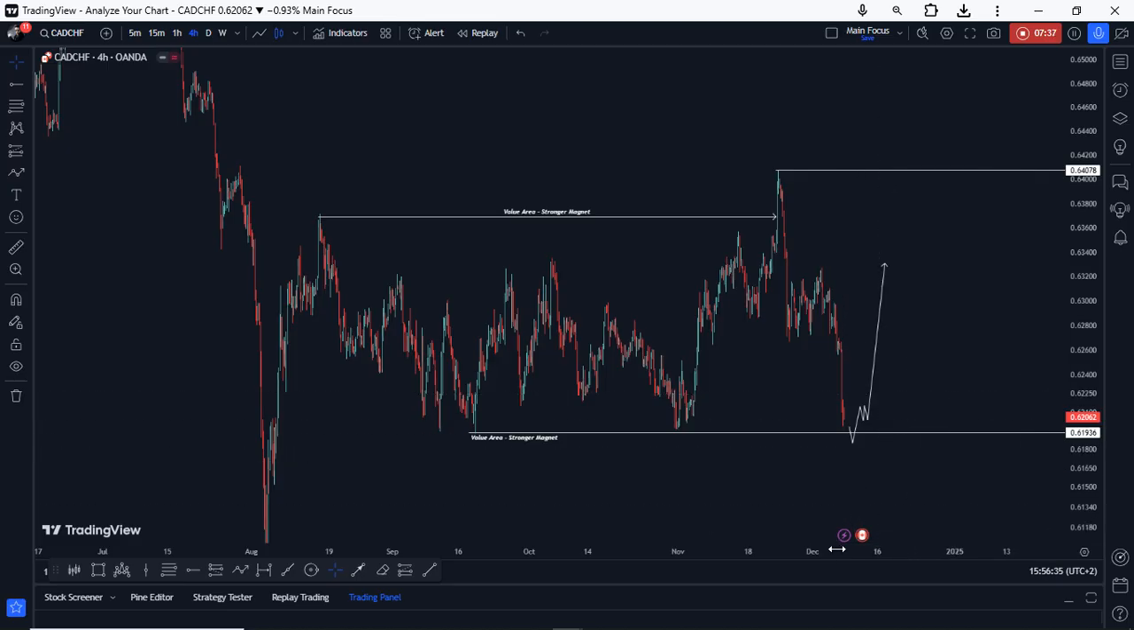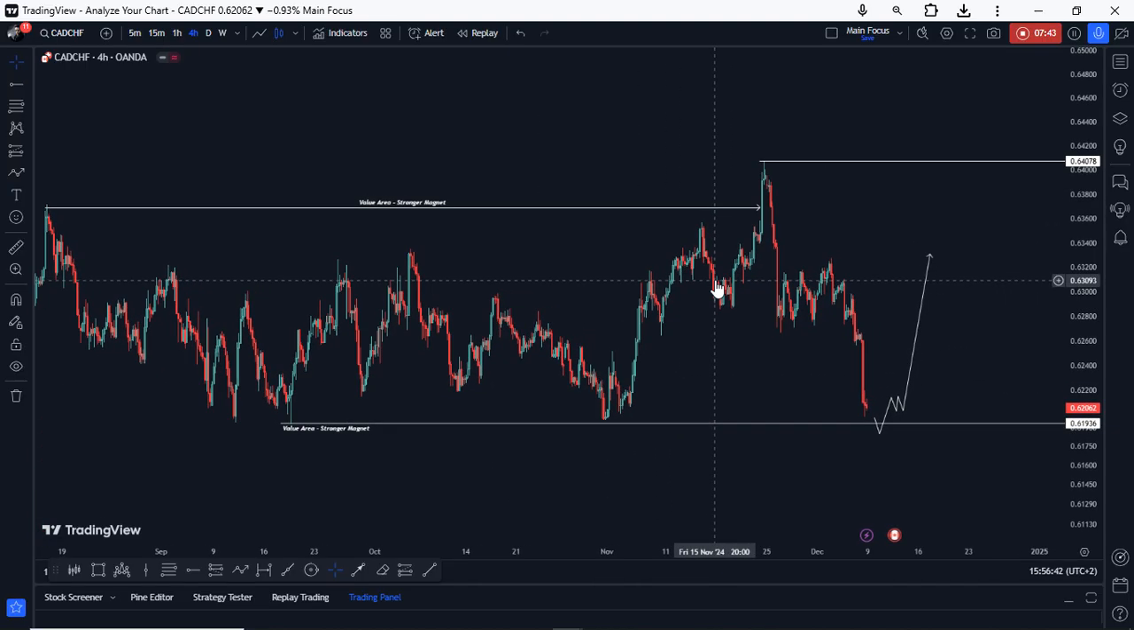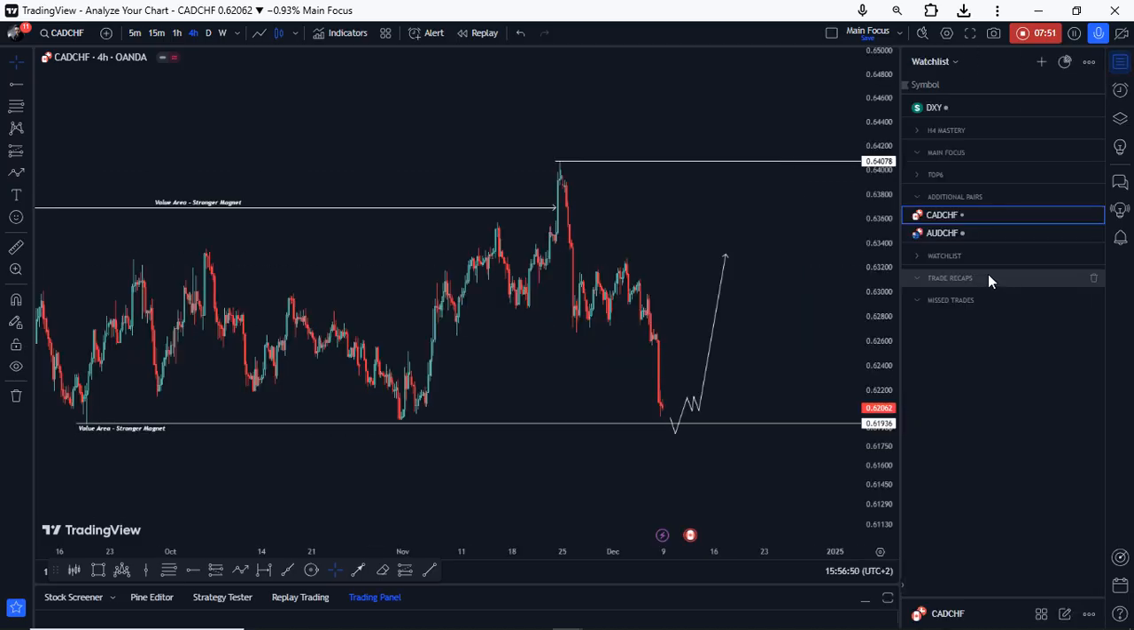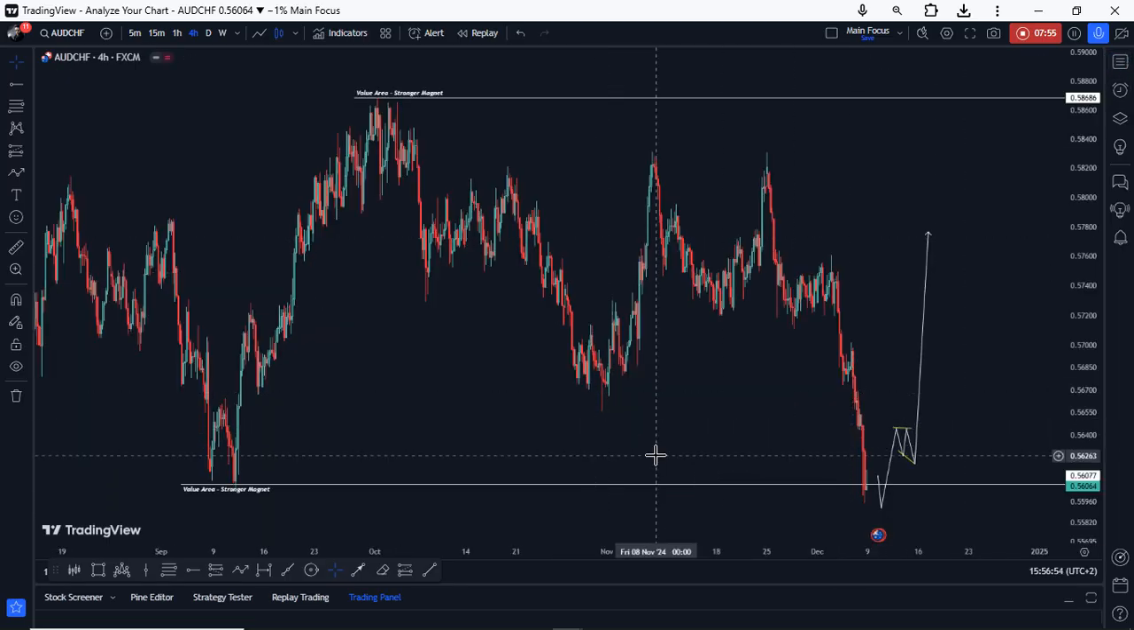Okay, right here, still waiting for development. Nothing complicated. Value area right there. Waiting for price to come right here and reject and form our continuation, and then we're scaling in for the move for bulls. Got AUD CHF, same thing, same price action, value area at the top, value area at the bottom.